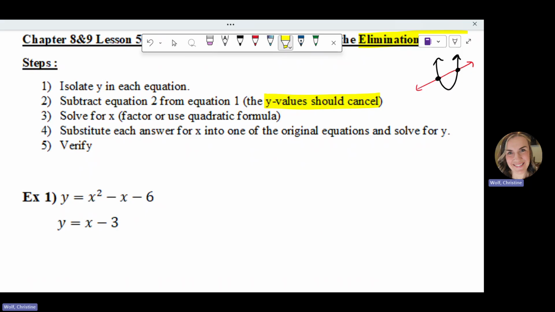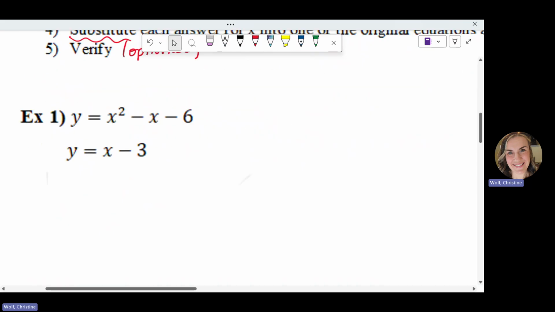Then that will help us find x, but now we need to find y. So once we find x in step 3, we take those x values, we sub them back in to find y. Okay, and then step number 5 is verifying, which is going to be optional. I'm going to show you how to verify the first one, but then beyond that, I'm not going to show you again. You can do that on your own if you want. Okay, so here we go.